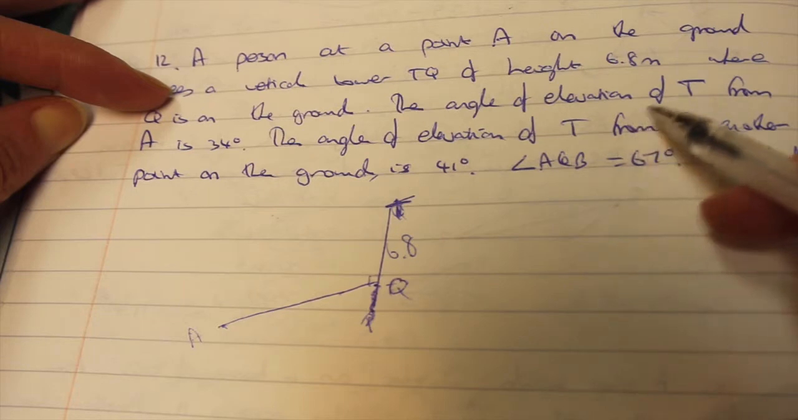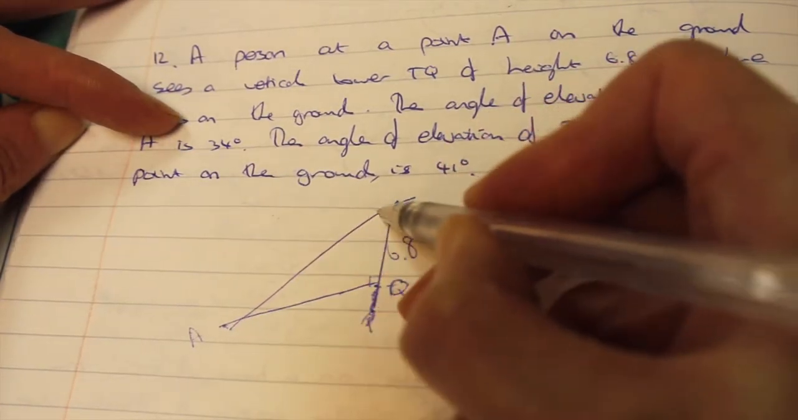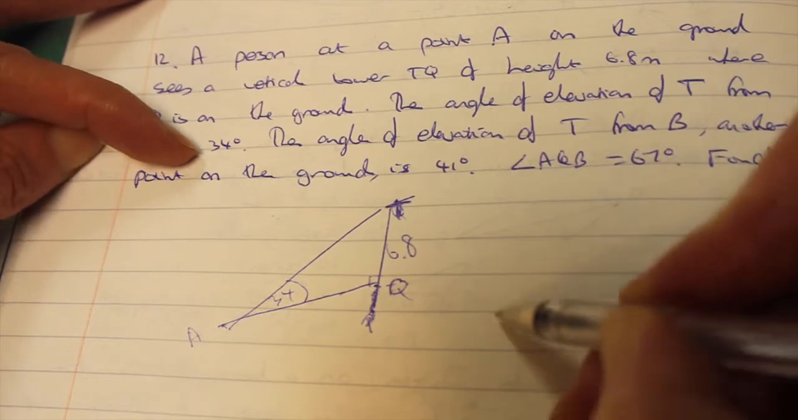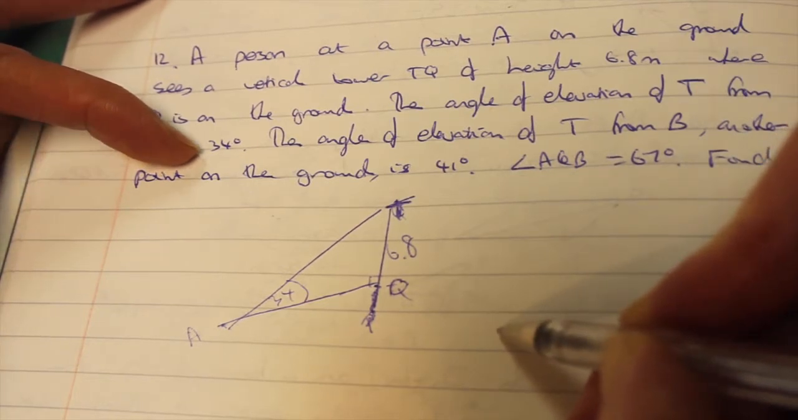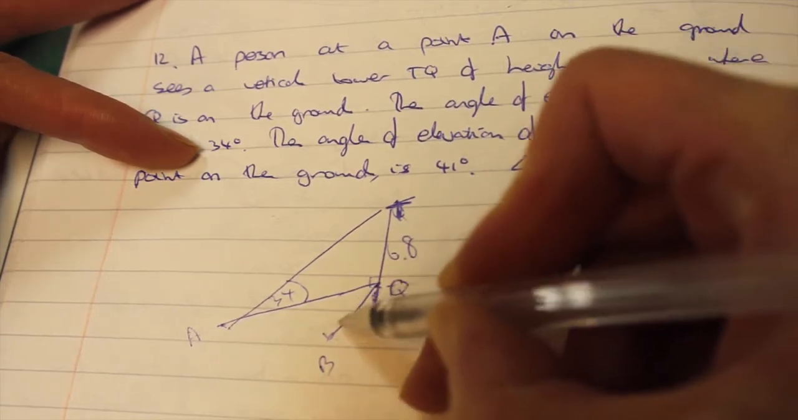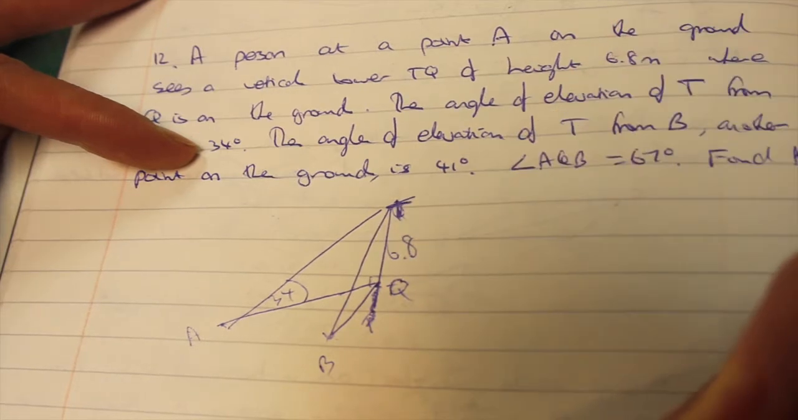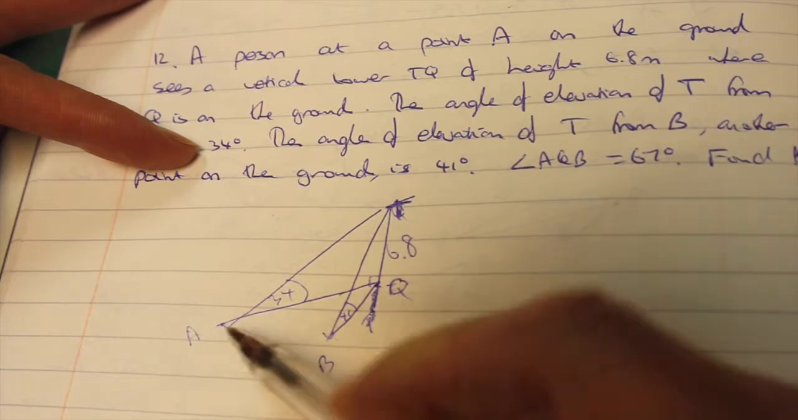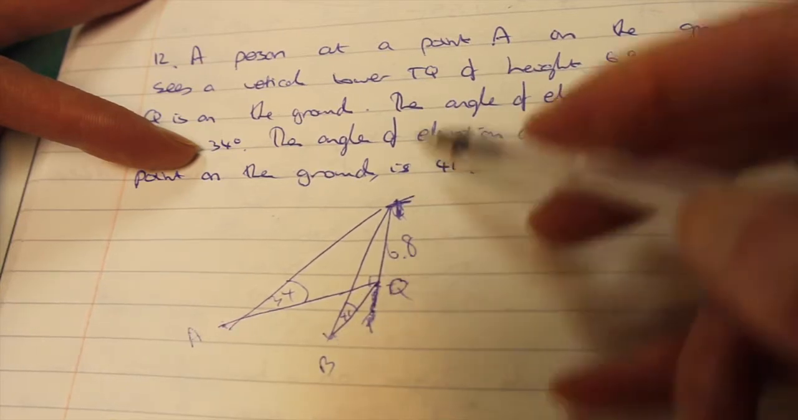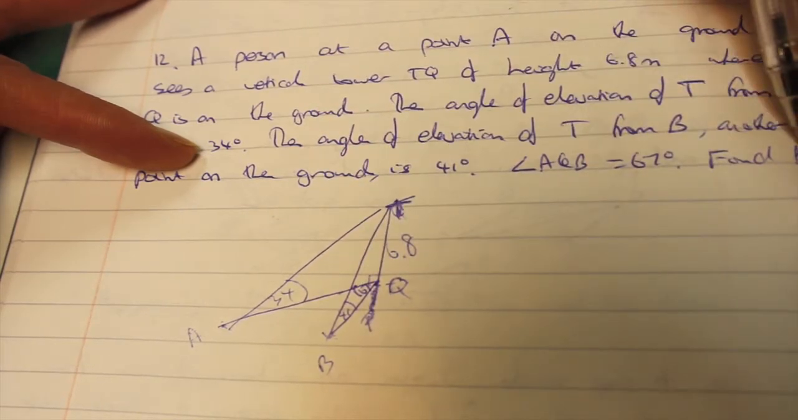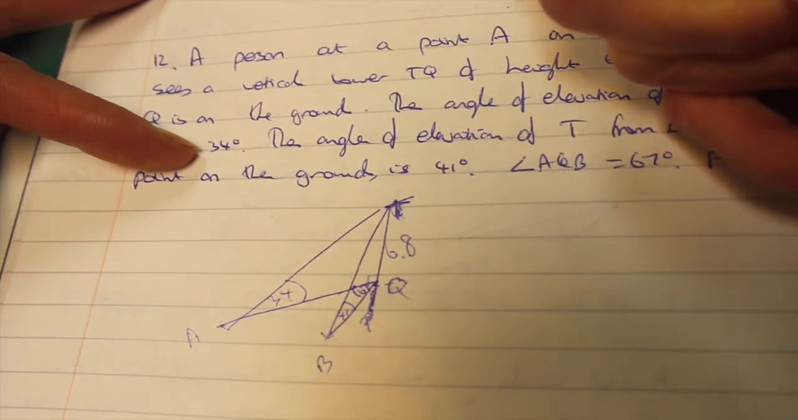The angle of elevation of T from A is 34 degrees. The angle of elevation of T from B, which is another point on the ground, I'll just put B to be here. Now that angle of elevation in there is 41 degrees. The angle AQB is 67. So this angle in here is 67. Find AB. So find the distance between those two.